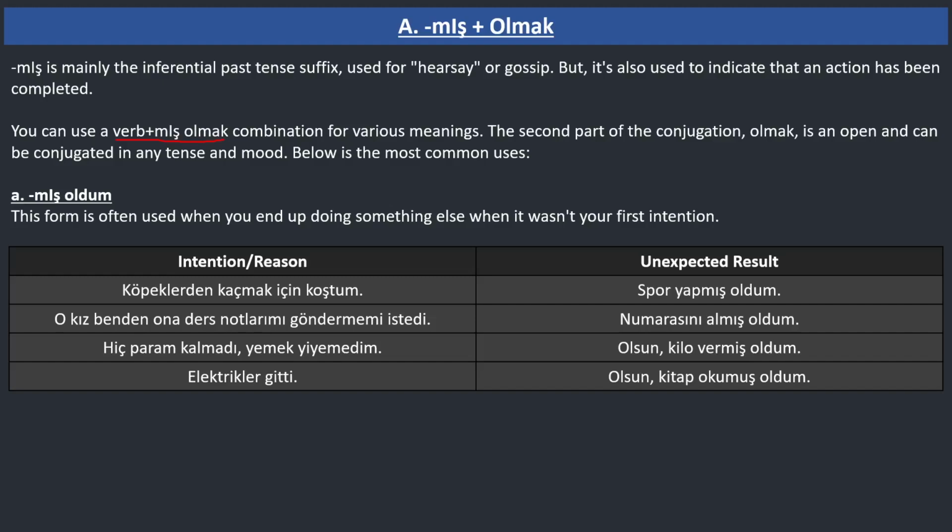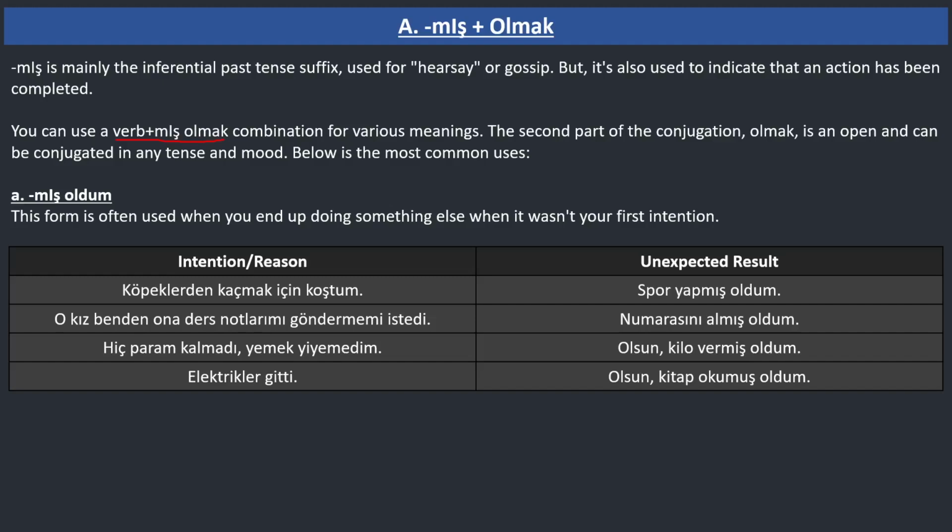I will say no. You can say this for negative unexpected results. But mostly we use it for positive things. Mostly we use it for seeing the positive sides of bad things, but it can work the other way around. Okay, so I guess you got the meaning of this m'iş oldum.